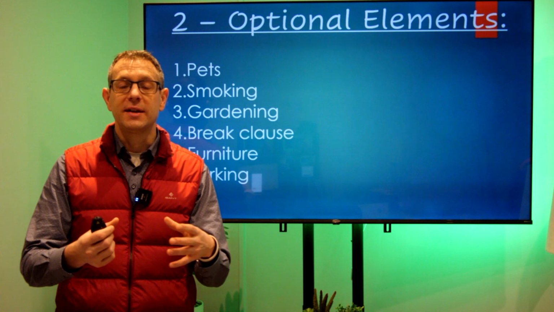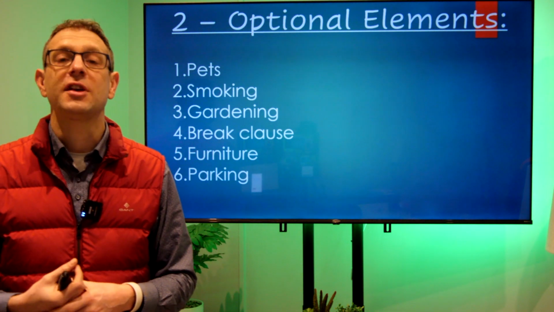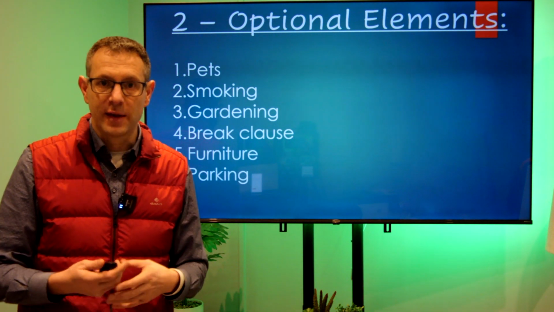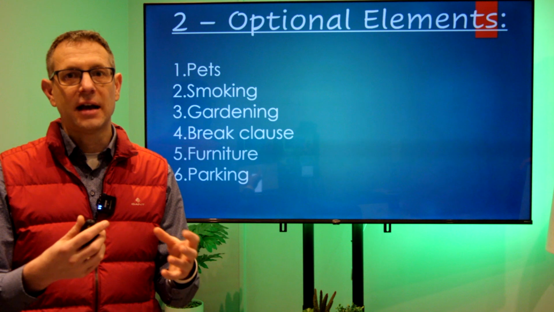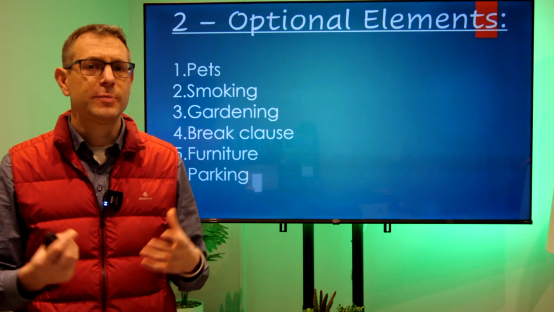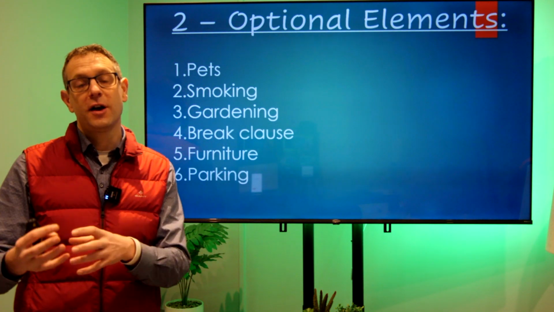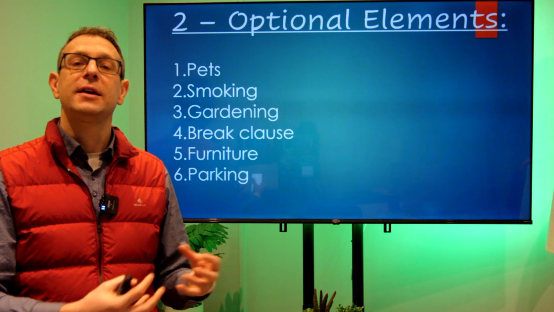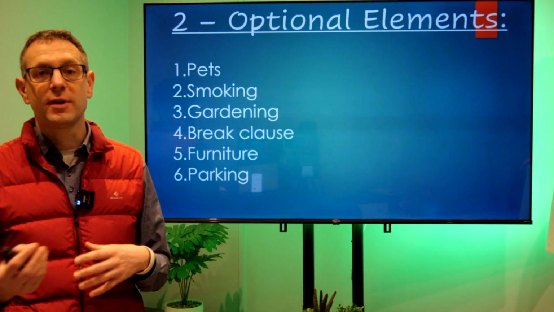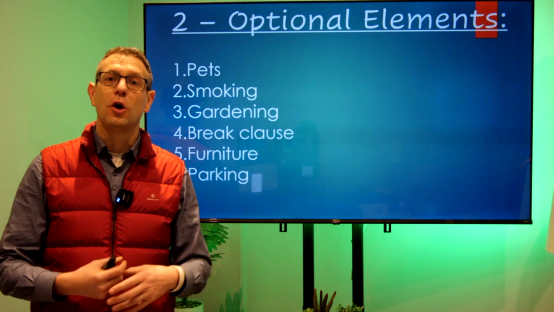So optional elements, there is some flexibility about what you can additionally include in a tenancy agreement. You might want to talk about the ability or otherwise to have pets. This may change in due course, but at the moment you can talk about the ability to have or not have pets. Smoking, if you allow smoking or not in your properties. Responsibilities for gardening, you may want to include a break clause, and you may want to furnish your property. If you do furnish your property, talk about what condition that should be left in. And you may have different parking arrangements with your neighbours or in your house that you might want to include in your optional elements.